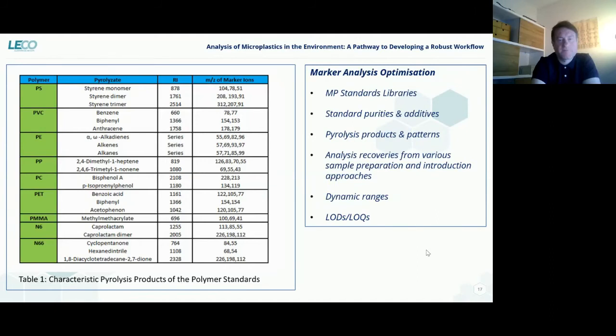So when we introduce a solid or punch from one of the filters, or whether it's a liquid extract, that always has an impact on the real limit of detection and limit of quantification. So we need to know what is the LOD and LOQ of the sample and on the system, not just one or the other.